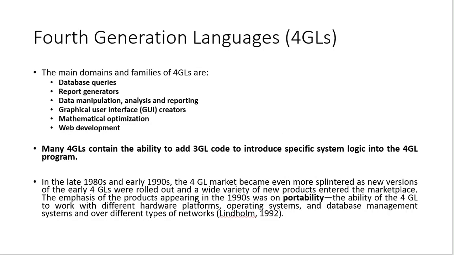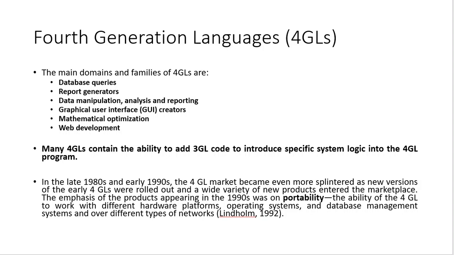Okay, so kita tengok fourth generation languages, the main domains and families of 4GLs are database queries, okay, report generators, data manipulation and analysis and reporting, graphical user interface creators, mathematical optimization, and web development. Many 4GLs contain the ability to add 3GL code to introduce specific system logic into the 4GL program. So, kebanyakan 4GL ni dia ada juga satu feature, okay, satu ciri yang membolehkan kita tambah kod 3GL.